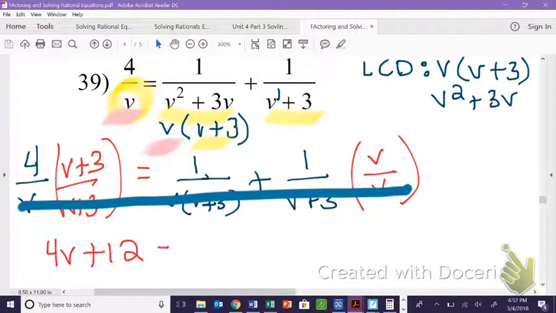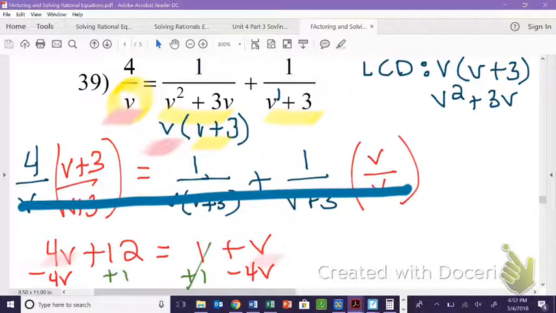Here we go. 4v plus 12 equals 1 plus v. This is a little bit harder of an equation, but you can absolutely solve this. I'm going to take my v and put it over here, so I'm going to subtract 4v from both sides. And then I'm going to take that 1 and add it to both sides. Okay, this crosses out, and then the other side crosses out. I'm doing it all in one step. Please do not get confused. It's okay. I'm simply combining some steps.